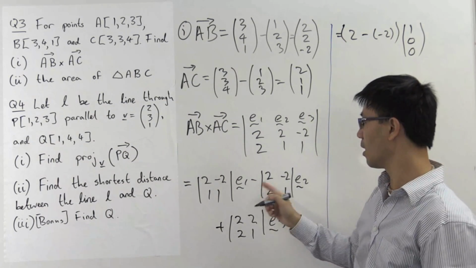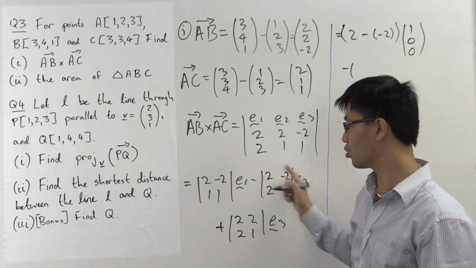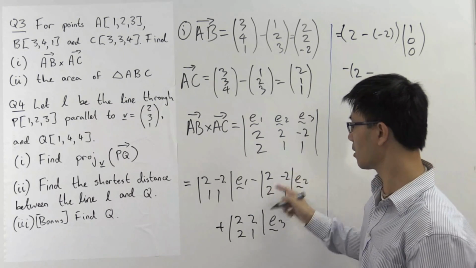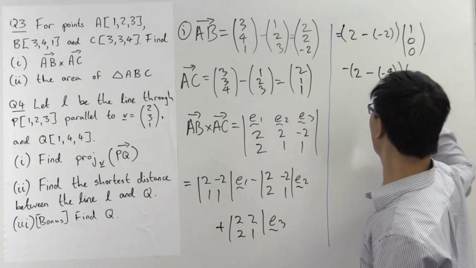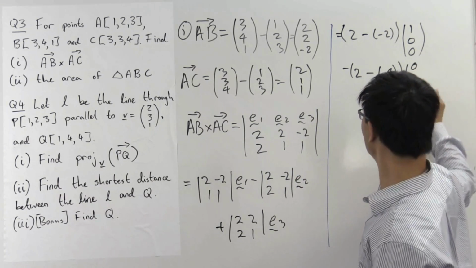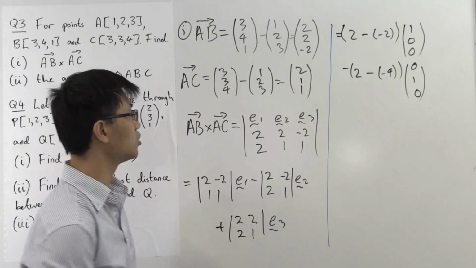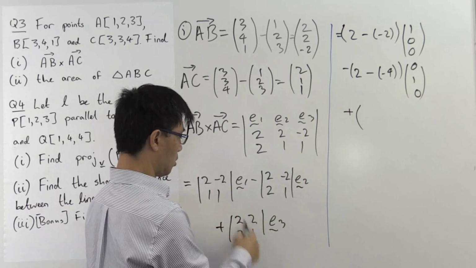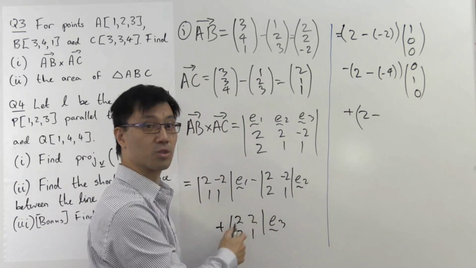Okay? And now we do the same thing for the second one. This 2 by 2 determinant is 2 times 1, which is 2, minus the product of these two, minus 4. And E2 is just (0, 1, 0). And then the last thing you have is this 2 by 2 determinant here. So that's plus. The product here is 2. And then you subtract 2 times 2, which is 4.